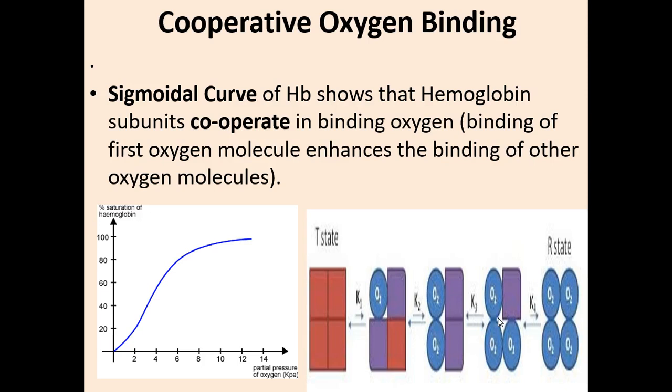The sigmoidal shape occurs in hemoglobin because of its quaternary structure, and the conversion of conformation from tense state to relaxed state in one subunit, then the second, third and fourth subunit, increases the affinity of hemoglobin towards oxygen.